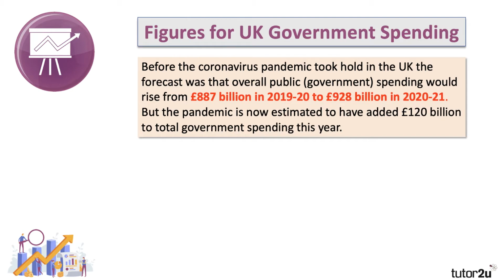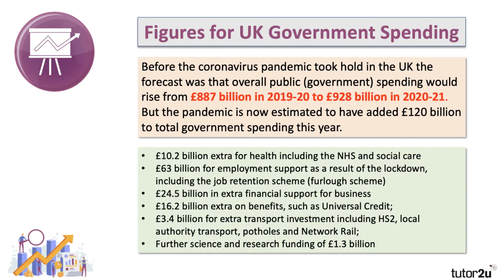The pandemic, the impact of coronavirus, COVID-19, is estimated to have added over £100 billion to total government spending. For example, more than £10 billion extra, as you'd expect, for health and social care. £63 billion in the wide-ranging furlough schemes, the job retention scheme providing employment support. £24 billion in extra financial support for businesses, an extra £16 billion on benefits, including, I think it was an extra £20 per week for people claiming universal credit.